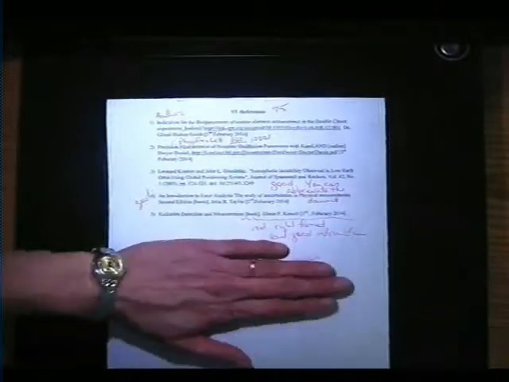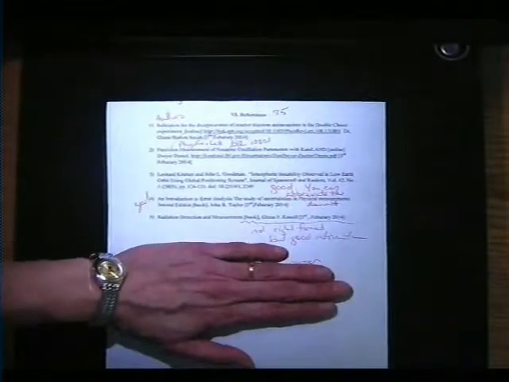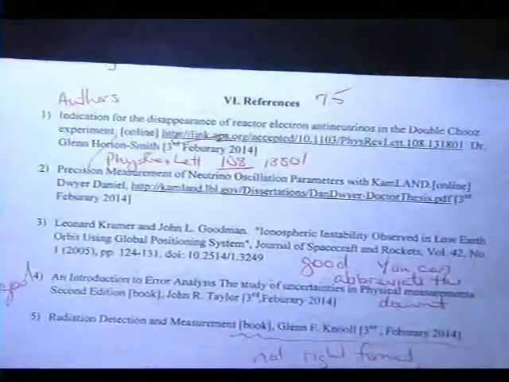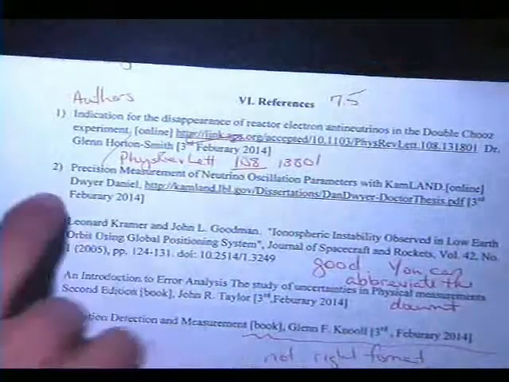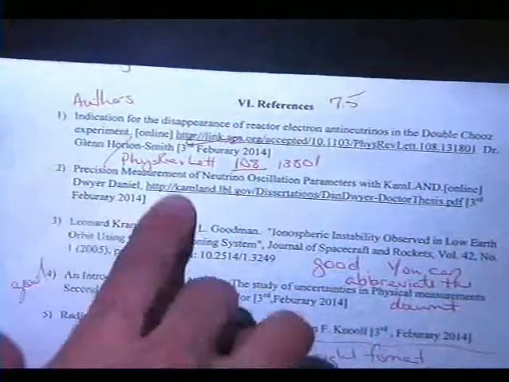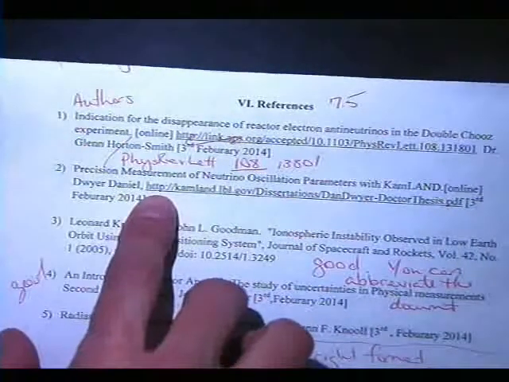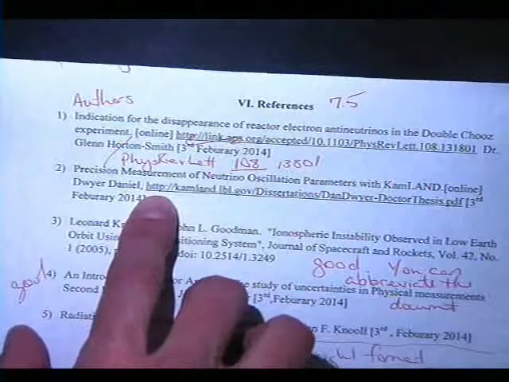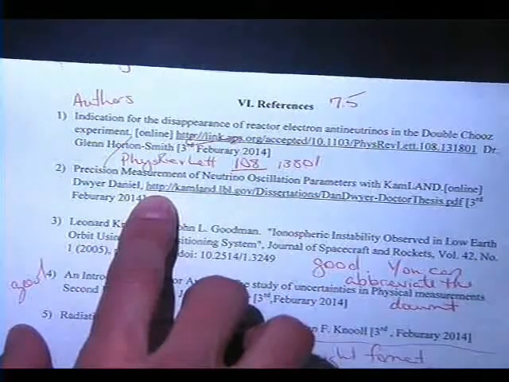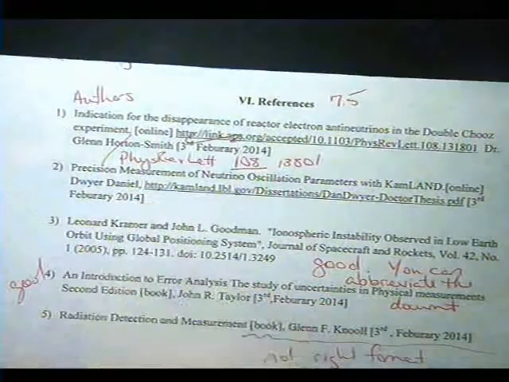Okay, so in these references, there's a couple of problems. There's some really good things too. They're numbered. That's appropriate. But each one of these has an HTTP address, but it doesn't have who the publisher is. Is this a book or is this only an online periodical? And how do I get to it?